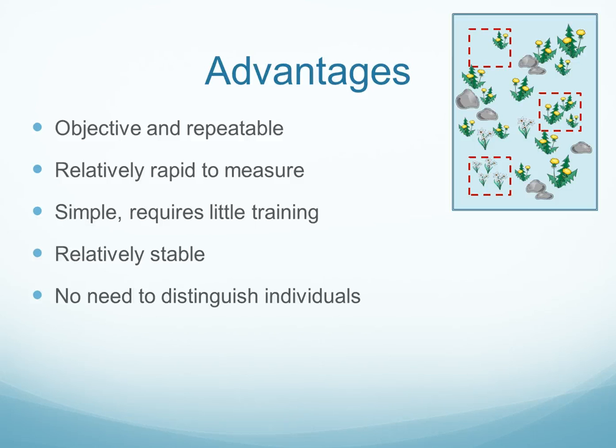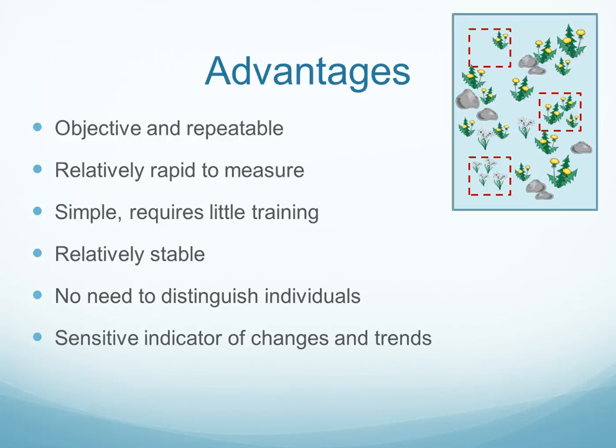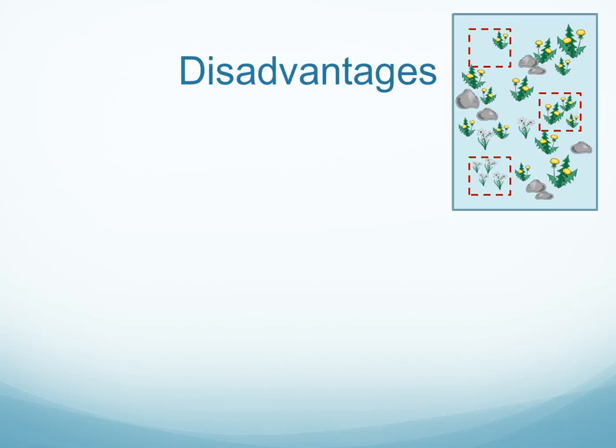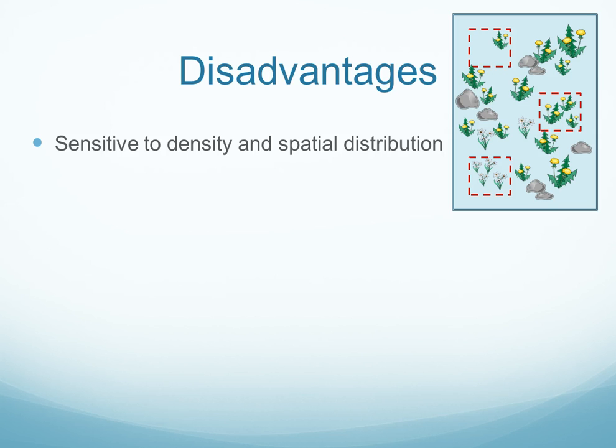There's no need to distinguish individuals, which saves a lot of time in examining the plots. And as I mentioned, it is a very sensitive indicator of real vegetation change. Frequency is affected by both density and plant dispersion, and so this is an advantage because when those characteristics change, we're able to detect it, but it's also a disadvantage. And you may ask why. Well, it's because it's sensitive to both density and spatial distribution of plants.